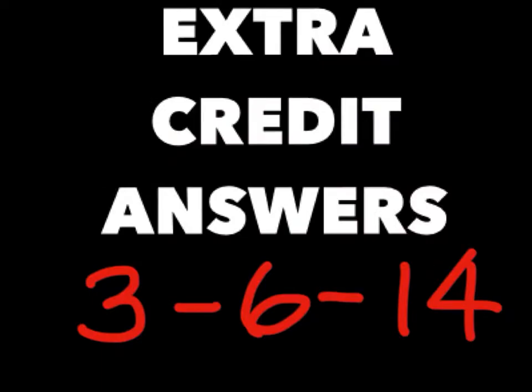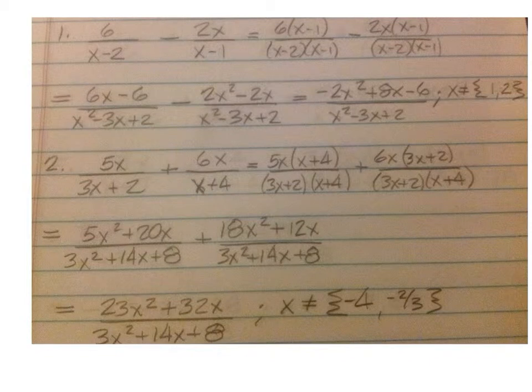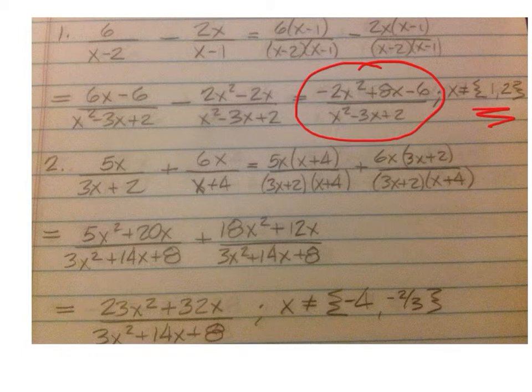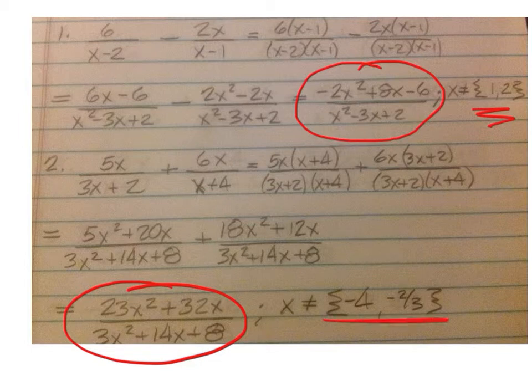Extra credit from last night. The answers are, number 1 is negative 2x squared plus 8x minus 6 over x squared minus 3x plus 2. And the excluded values are 1 and 2. For number 2, it is 23x squared plus 32x over 3x squared plus 14x plus 8. The excluded values are negative 4 and 2/3.